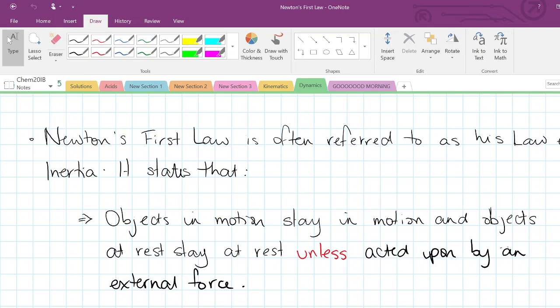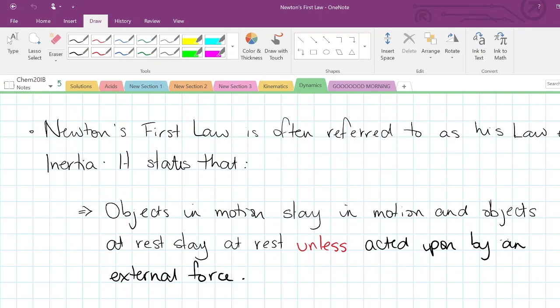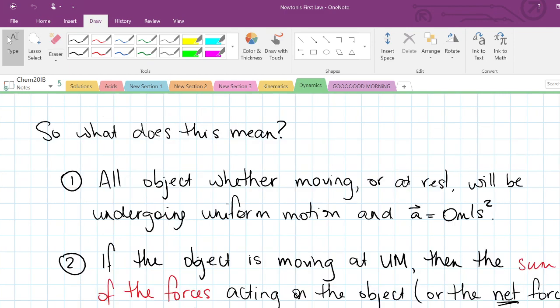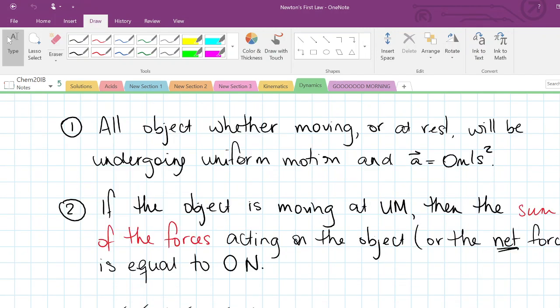And specifically, we're talking about an object whose forces are balanced. What that means is, if the forces are balanced, the net force acting on the object is equal to 0 newtons. Essentially, whether moving or at rest, the object will be in uniform motion, so its acceleration will be 0 meters per second squared. And if the object is moving at uniform motion, the sum of the forces acting on the object, or the net force, is equal to 0.